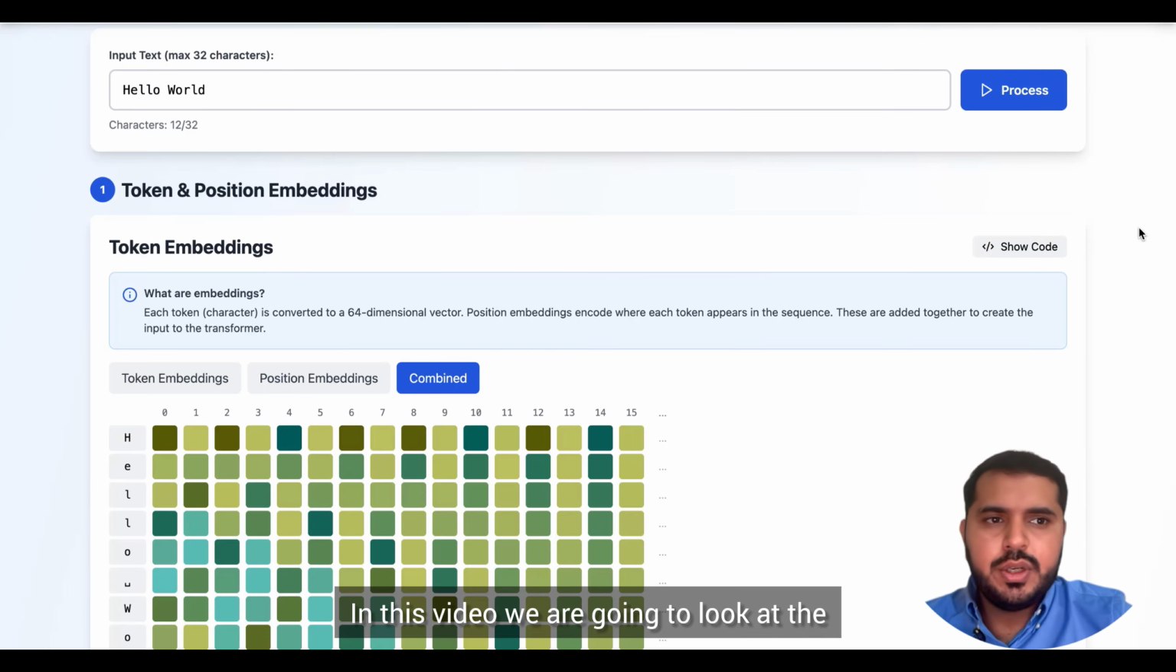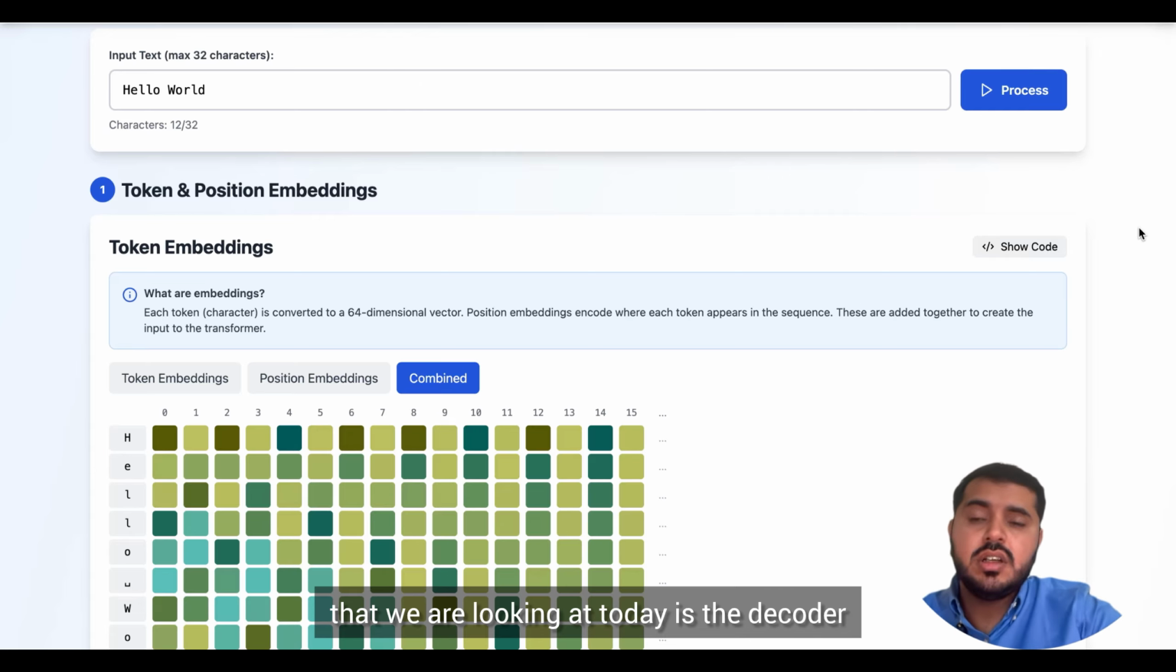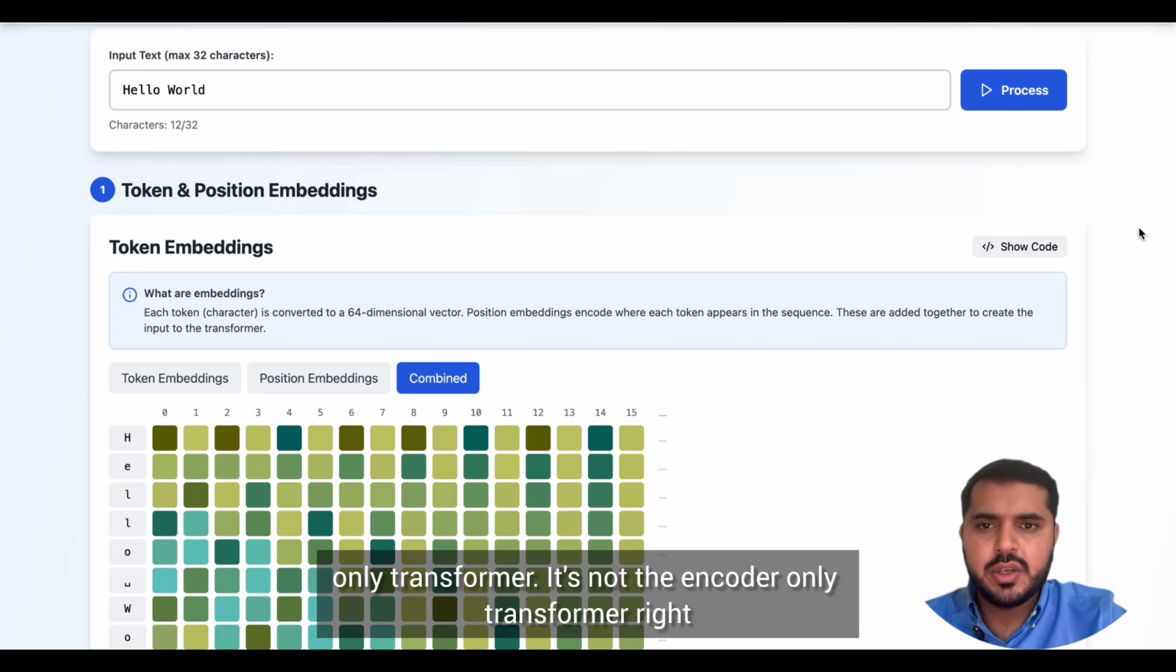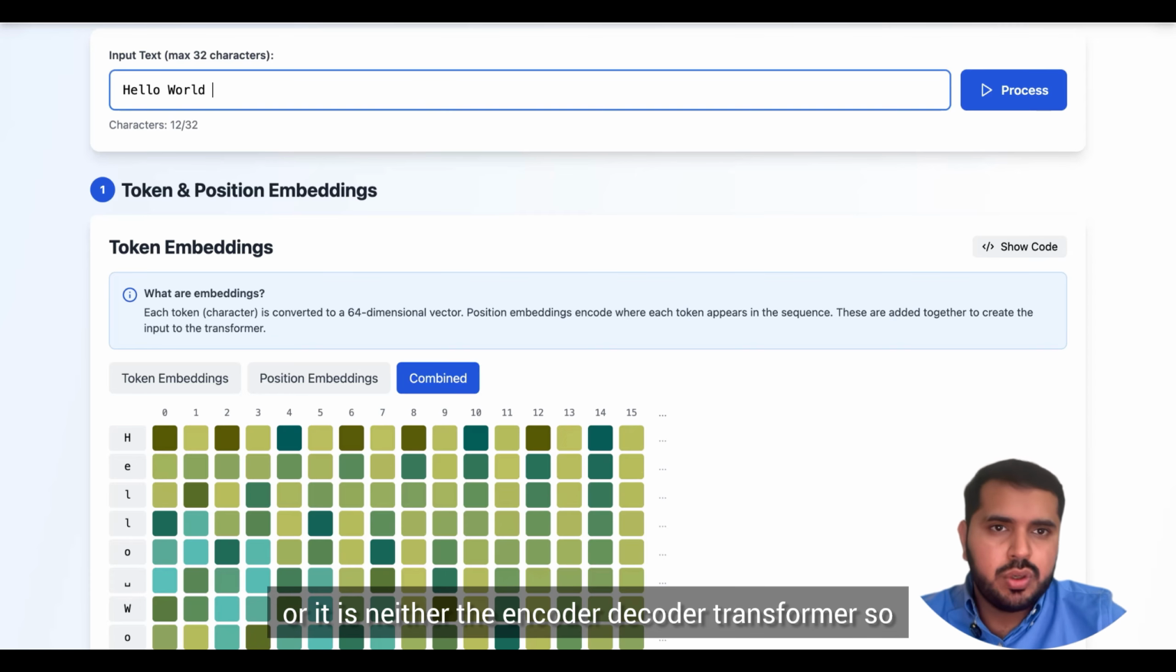In this video, we're going to look at the forward pass of the transformer. The transformer we are looking at today is the decoder-only transformer. It's not the encoder-only transformer, right? And it is neither the encoder-decoder transformer.